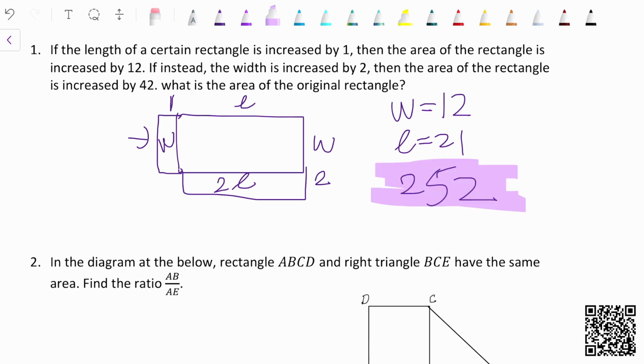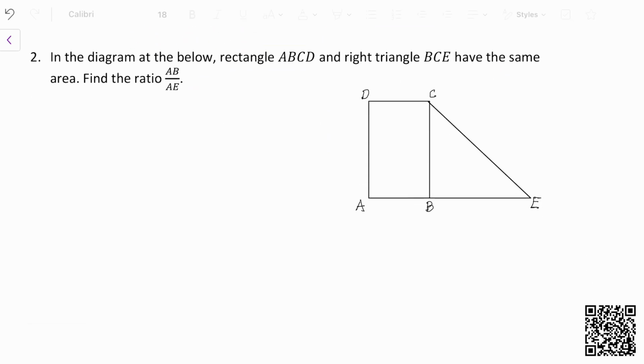Moving on to problem number 2. In the diagram below, rectangle ABCD and right triangle BCE have the same area. Find the ratio of AB to AE.